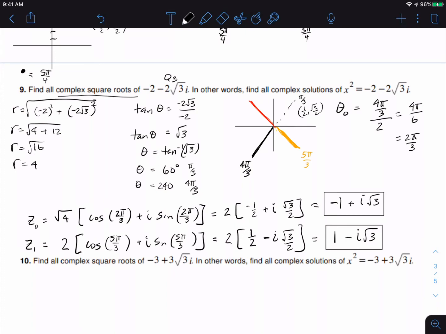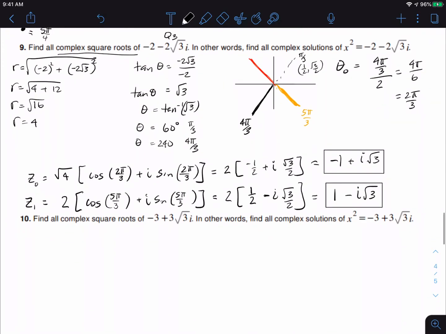Okay, want to do the next example? Or do you guys want to try the next example and then I'll do it just so I can see what your potential misunderstandings are? Yeah, why don't you guys try number 10 and then I'll do it after giving you guys a few minutes to try it.